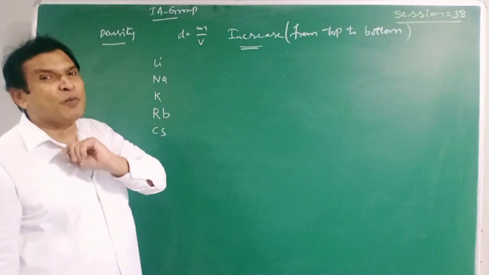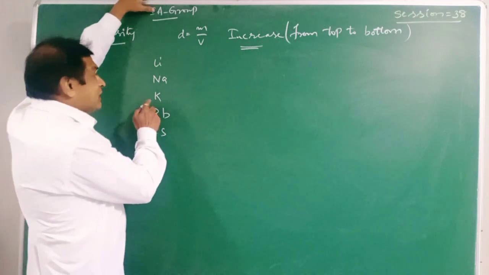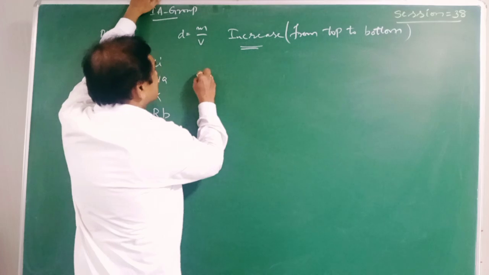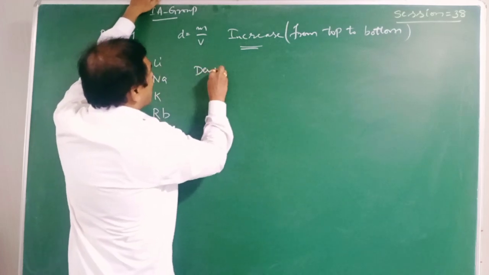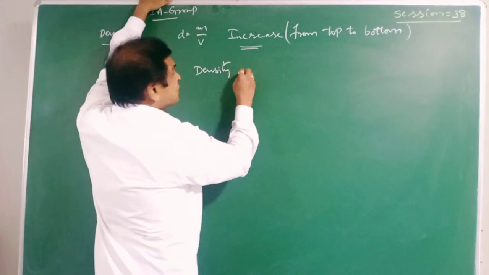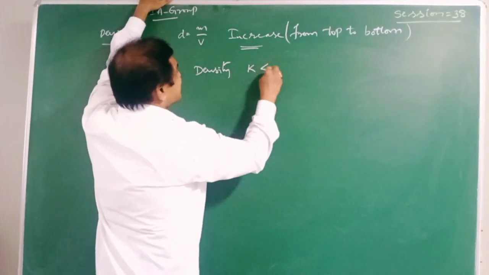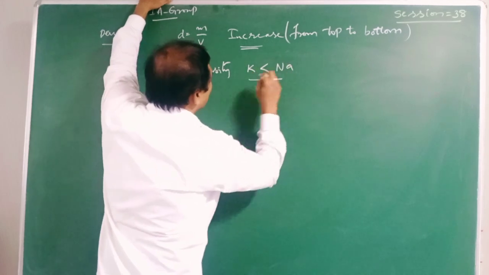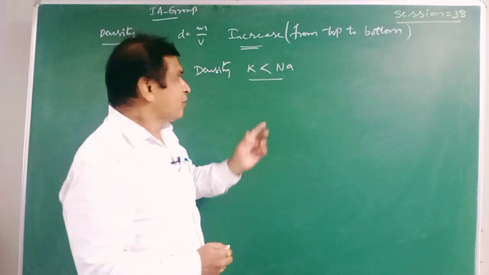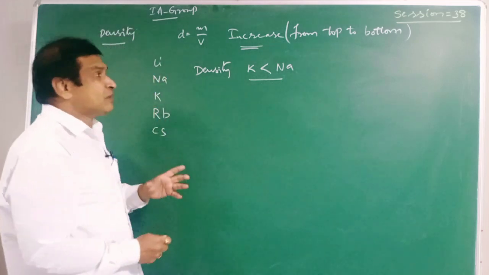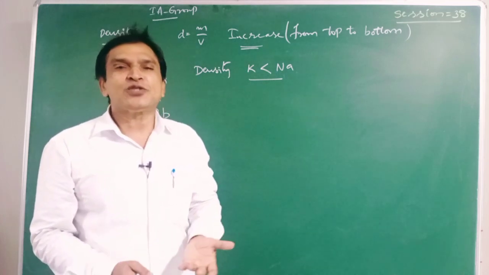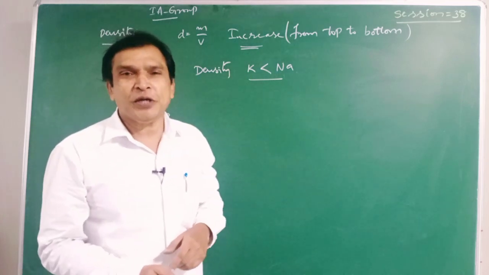But the important point is, the density of potassium is supposed to be greater than sodium, but the density of potassium is less than sodium. That is the important point with the reason, and that is the point we have to explain. Why is the density of potassium less than sodium?